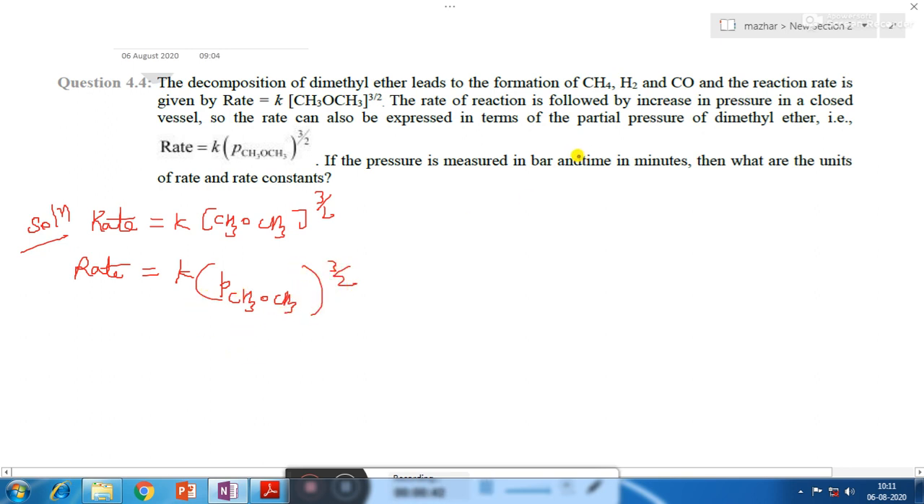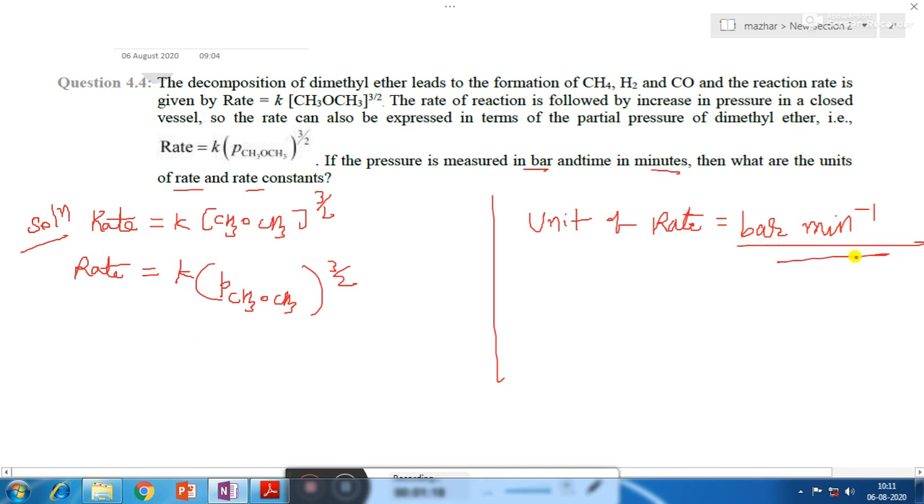If pressure is measured in bar and time in minutes, then what are the units of rate and rate constant? Now you have to remember that the unit of rate remains the same. Generally we write the unit of rate as mole per liter per second. But here, instead of mole per liter we will write pressure in terms of bar, and the unit of time is minute, in the denominator. The unit of rate will be bar per minute.